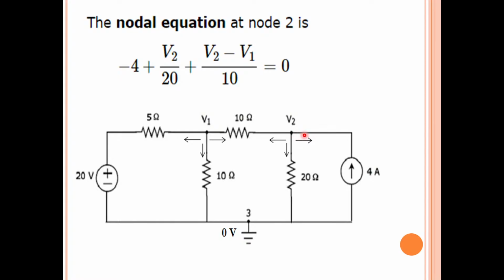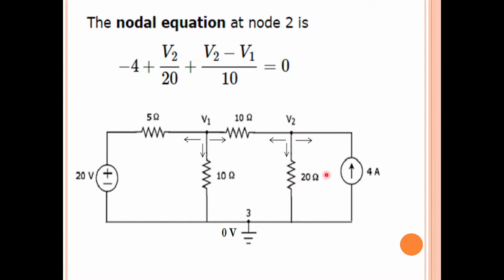If you see here, in this branch, the current is traveling from V2 to this source. What type of source is here? Current source. So this branch current is nothing but the source current. But our assumed direction is opposite to the actual flow of current here. So minus 4. The current in this branch is how much? Minus 4. Why? Because I have assumed the opposite direction of current flow. Therefore, minus 4.